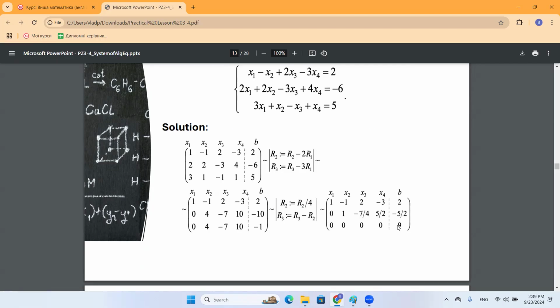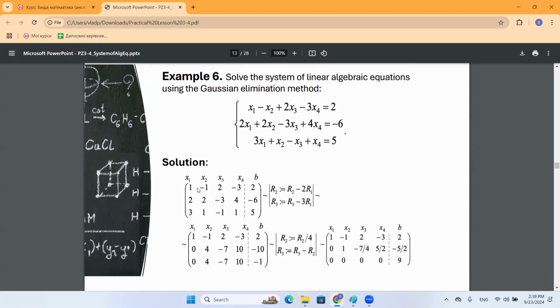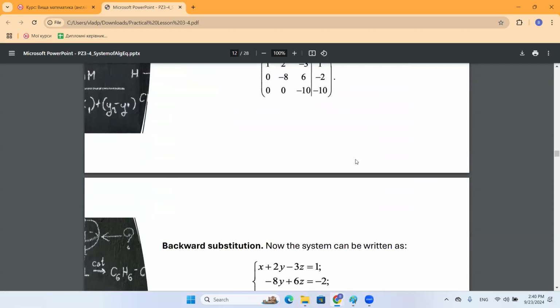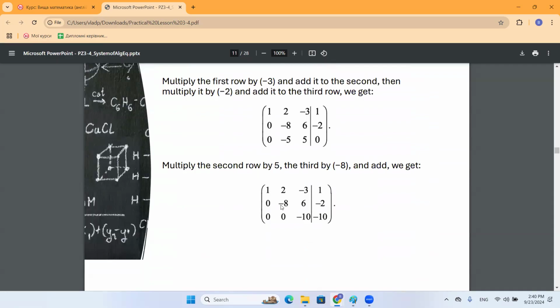Maybe you heard something about Jordan-Gaussian method with the full elimination. Actually, we just transform our matrix so this part to diagonal matrix or even identity, and here we will receive coefficients, but we need a lot of time for that. And now we have no time. Maybe any questions for me?